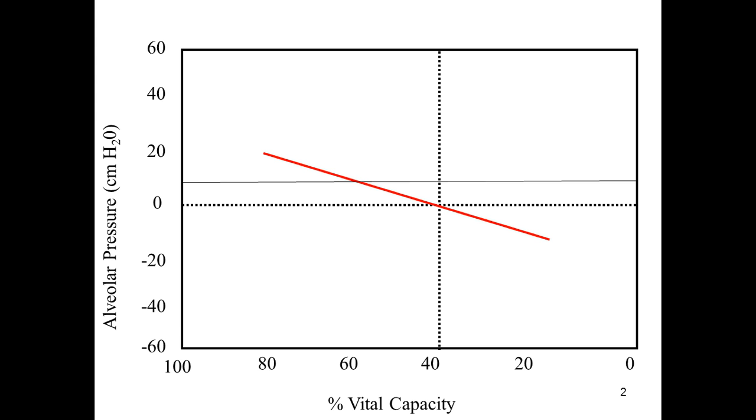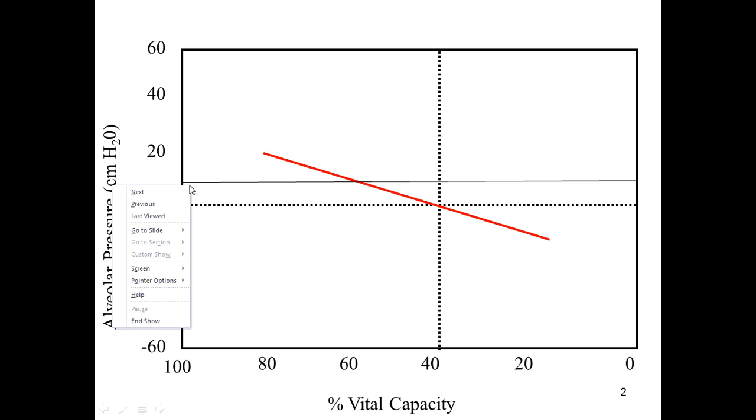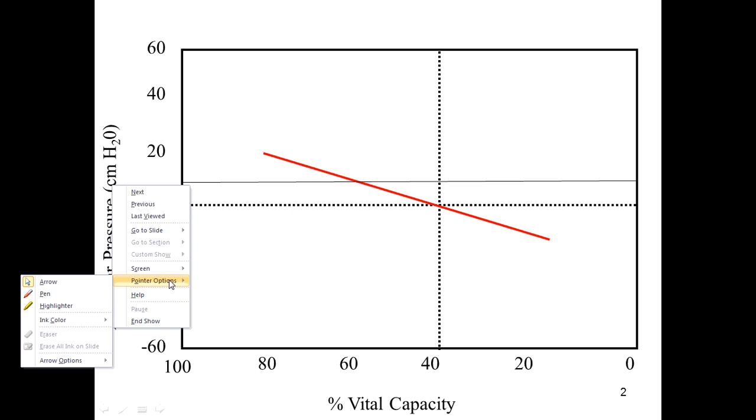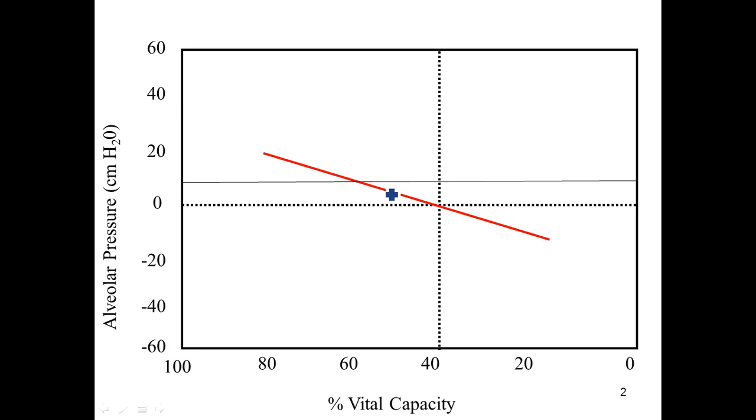And as you notice, this line right here establishes a pressure. So if you think about this, we're going to be inspiring and expiring, and at the same time we need to be establishing a relatively constant pressure. It's also important to recognize that our target alveolar pressure is about 8 to 10 centimeters of water.